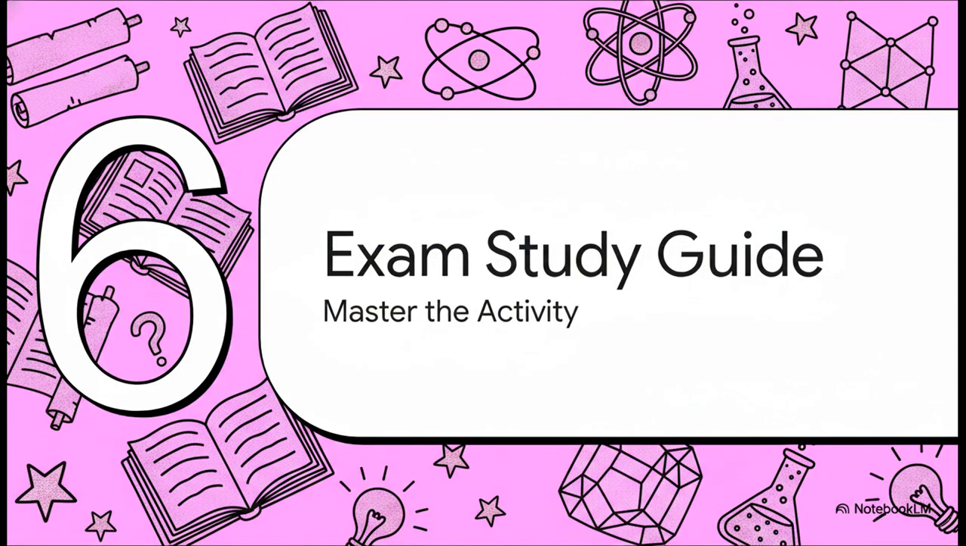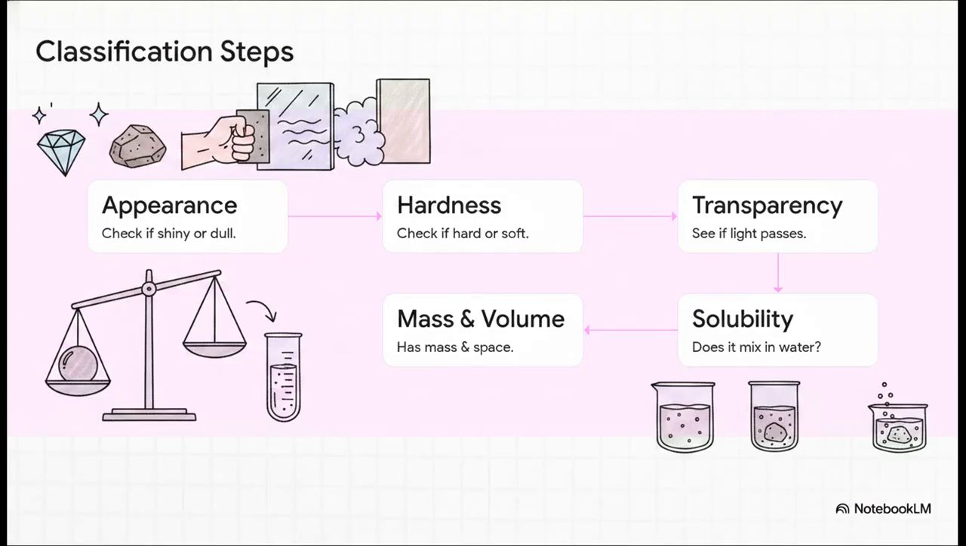Finally, Section 6, your 6th grade study guide, Mastering the Classroom Activity. Let's build your ultimate mental study guide so you can walk into that classroom feeling 100% prepared. When your teacher hands you an unknown object to classify, I want you to use this exact 5-step checklist. Step 1, look at it. Is it shiny and lustrous, or is it dull? Step 2, press it. Is it katina, hard, or mridu, soft? Step 3, hold it up to the light. Is it transparent, translucent, or opaque? Step 4, if they ask, test if it dissolves in water to check its solubility. And step 5, the ultimate test of matter, verify if it has mass and volume. Follow these steps and you will absolutely never falter.